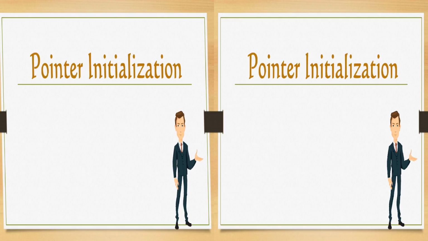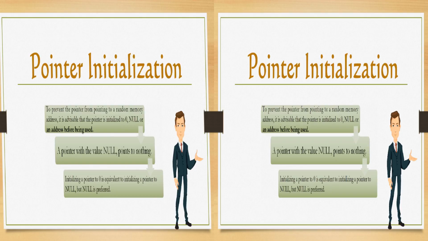Pointer initialization. To prevent the pointer from pointing to a random memory address, it is advisable that the pointer is initialized to 0, NULL or an address before being used. A pointer with the value NULL points to nothing. Initializing a pointer to 0 is equivalent to initializing a pointer to NULL, but NULL is preferred.